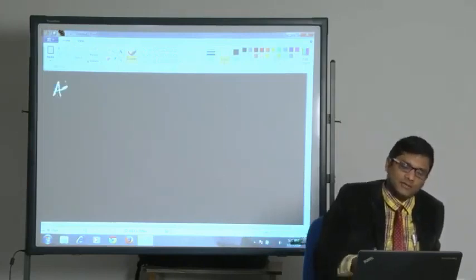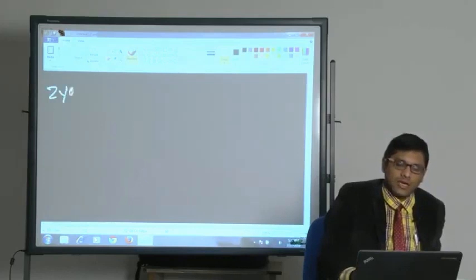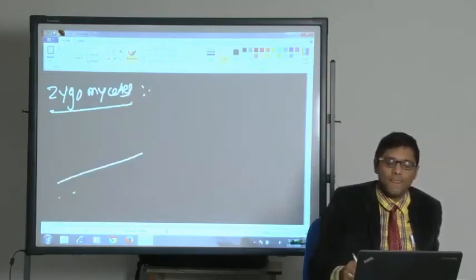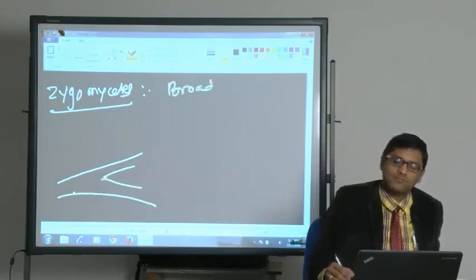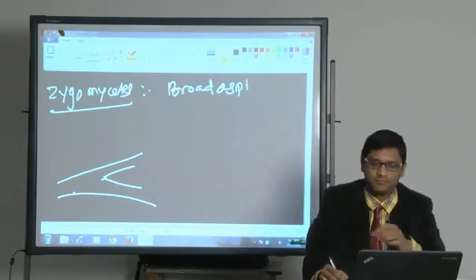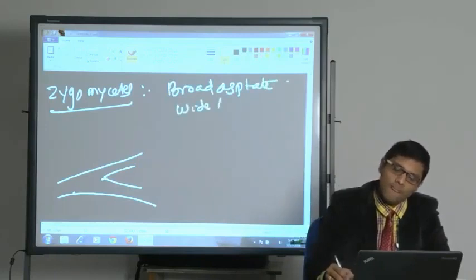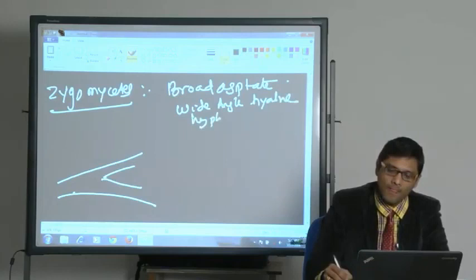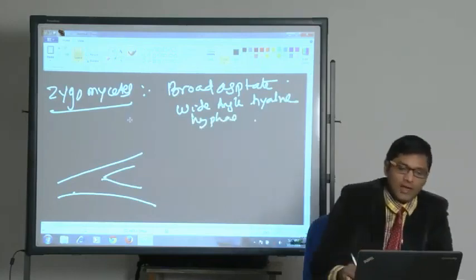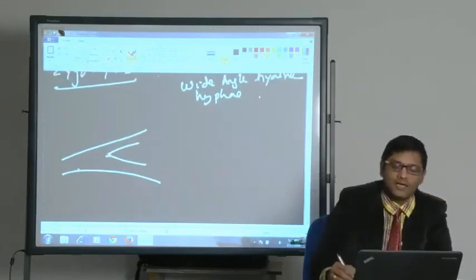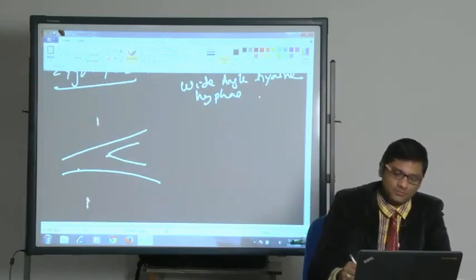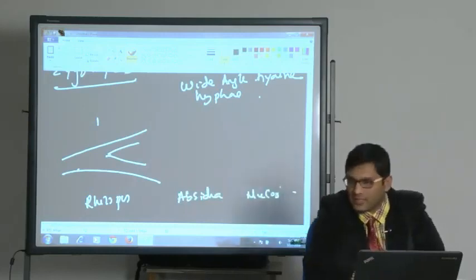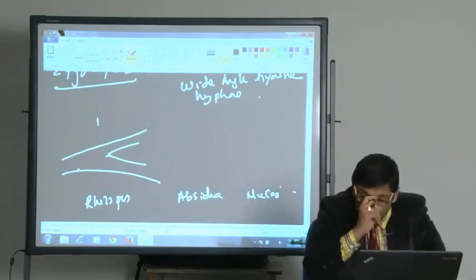Now a bit about Aspergillus and Zygomycetes. How is Zygomycetes different from Aspergillus? In Zygomycetes, the nature of the hypha is broad, aseptate, wide angle, hyaline hypha. This is the most important difference. Whereas Aspergillus will have a narrow septate hypha. Zygomycetes are of three types: Rhizopus, Absidia, and Mucor. These can be differentiated from each other by the presence or absence of a structure called rhizoid.